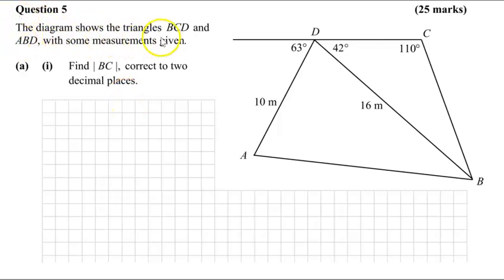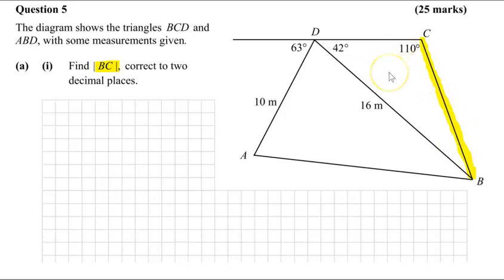The diagram shows the triangle BCD and ABD with some measurements given. Part 1, find BC correct to 2 decimal places. So we're trying to find BC correct to 2 decimal places.